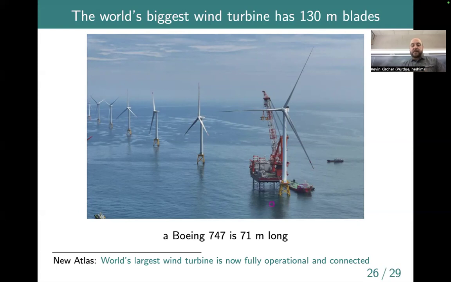And then, so this thing, the blades, so the radius of the cross-sectional circle that this thing sweeps out is 130 meters. And for comparison, a Boeing 747 is about half that. It's about 70 meters long. So take the biggest plane that you've ever been on in your life, put 2 of them nose to tail, and they're about the length of one of these blades.